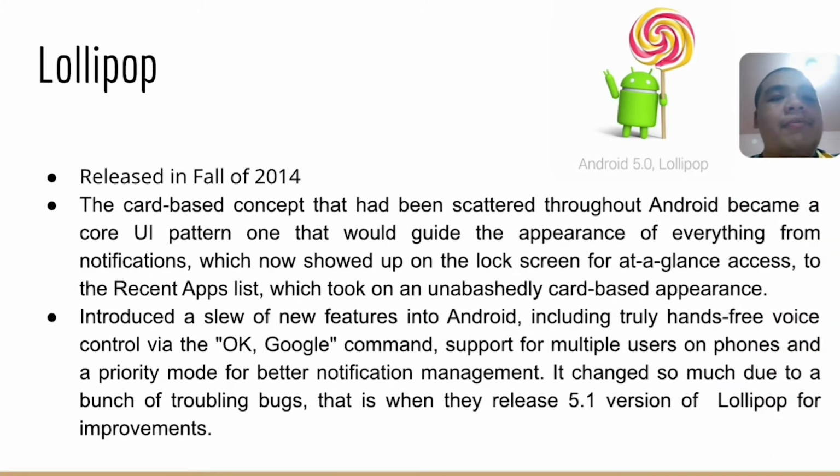Here we have Lollipop, released in fall of 2014. It introduced a slew of new features into Android, including truly hands-free voice control via the OK Google command, support for multiple users on phones, and priority mode for better notification management. And a UI core pattern that would guide the appearance of everything from notifications, which now showed up on the lock screen for at-a-glance access, to the recent apps list.